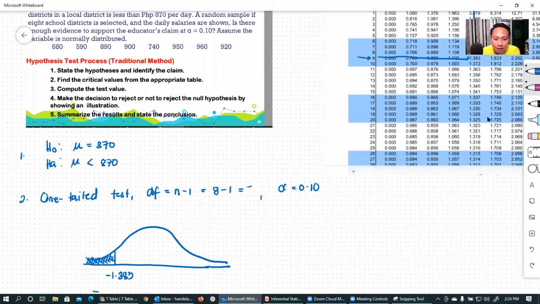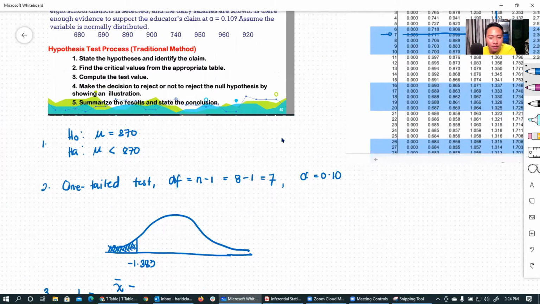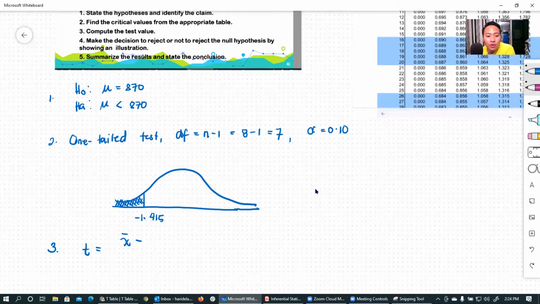So this is 7. Then our critical value should be different. So this is not 9. Okay. So it should be here, there. And that would give us 1.415. Okay, thank you. So this is negative 1.415. There you go. All right, so we're going to be solving for the statistic using the formula, guys. s over square root of n equals our sample mean.